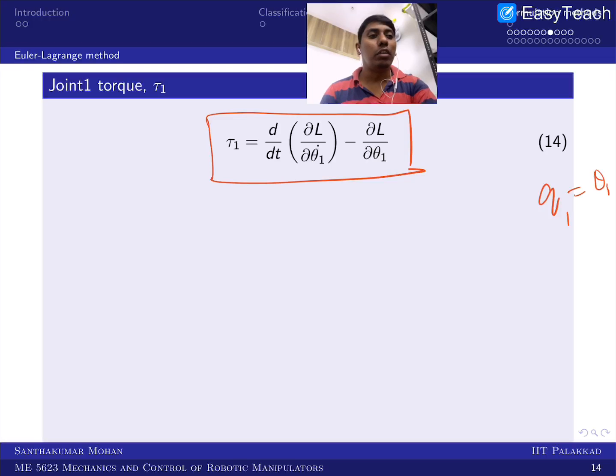You can see that q1 is nothing but theta 1, so q1 dot is nothing but theta 1 dot. So tau 1 here is the vertical axis rotary torque, or you can say rotational torque. So this is what we are trying to find.